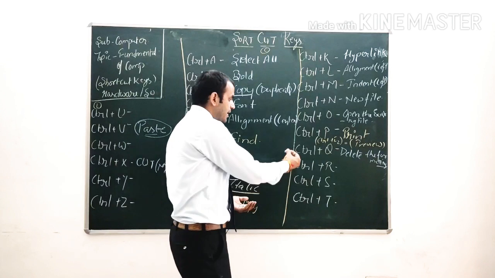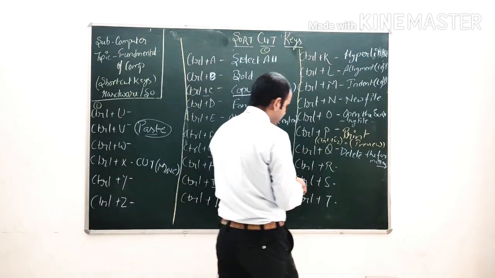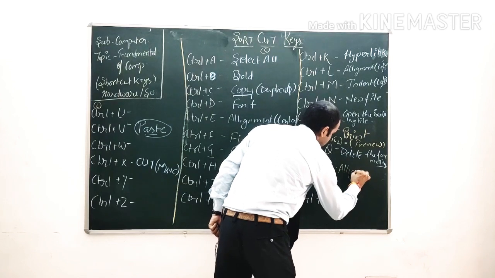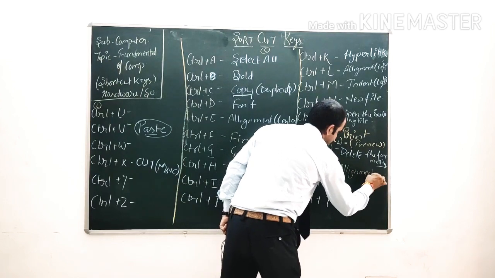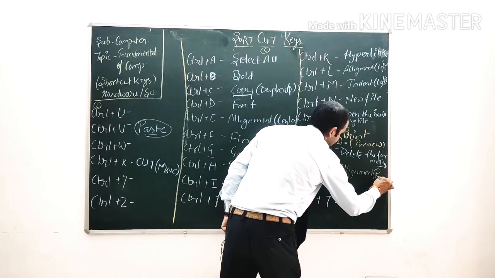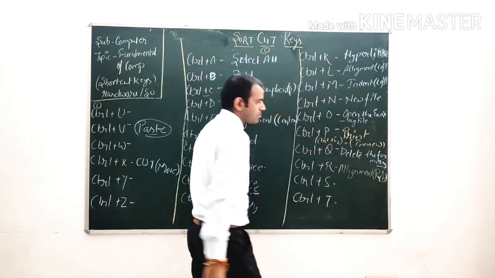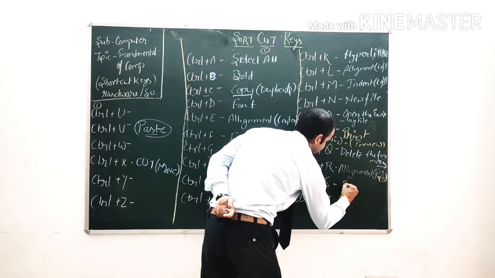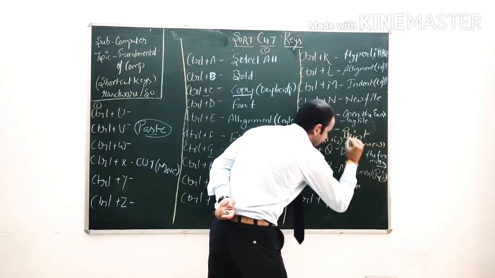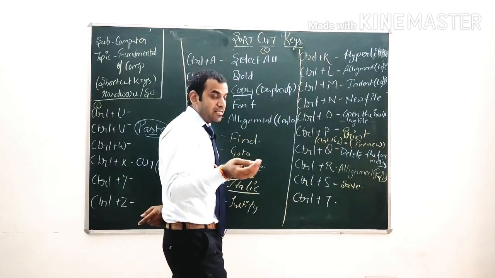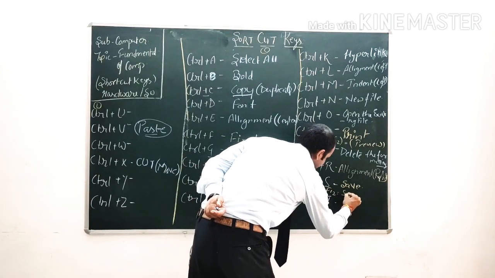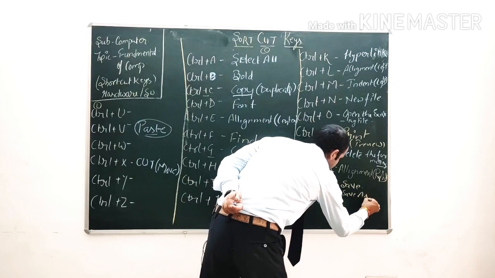Okay. Next one is Ctrl+R, which means alignment again, but this time it is right. Okay. Next one is Ctrl+S. Everyone knows it, save, to save a file. Save as, there is a shortcut key F12 for save as.